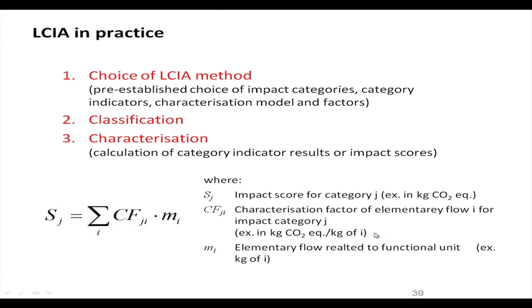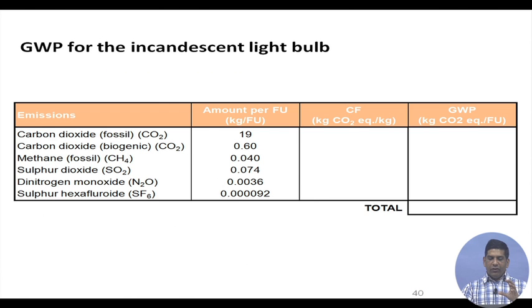In terms of the first factor, it will be kg CO2 equivalent per kg of i, where i is your elementary flow. The other portion is the elementary flow related to the functional unit, that is, how much of the elementary flow is related to the functional unit. So multiply the two, add them up. That's your cumulative impact score for category j, so this much kg CO2 equivalent. That's how we do the calculation, and I'll show you one example right now.